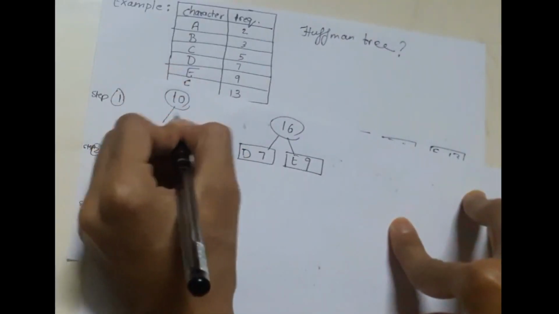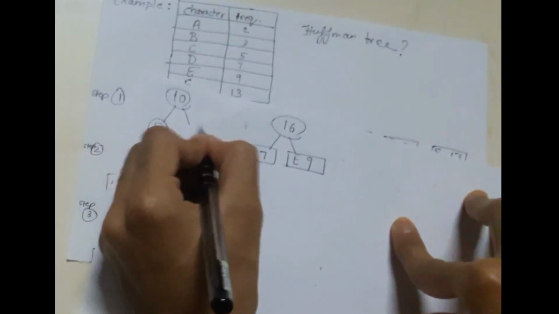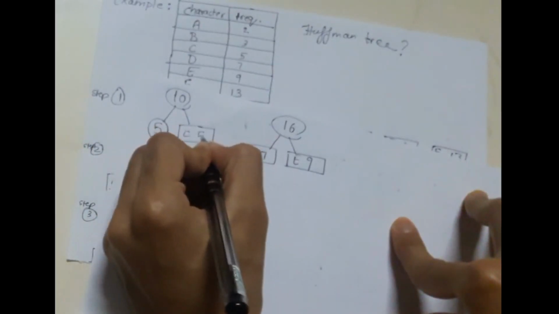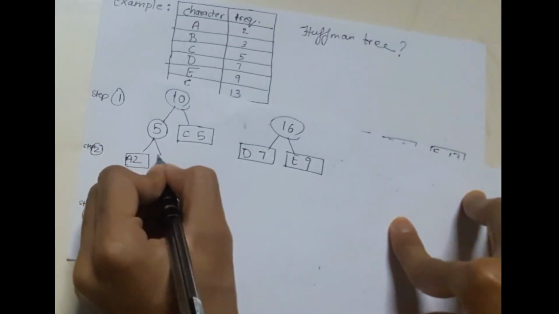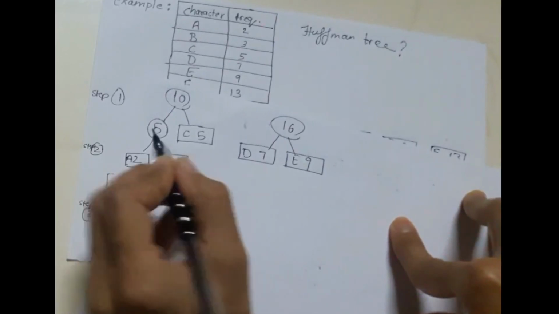So 10, it is formed by 5, and here F13 will be as it is.